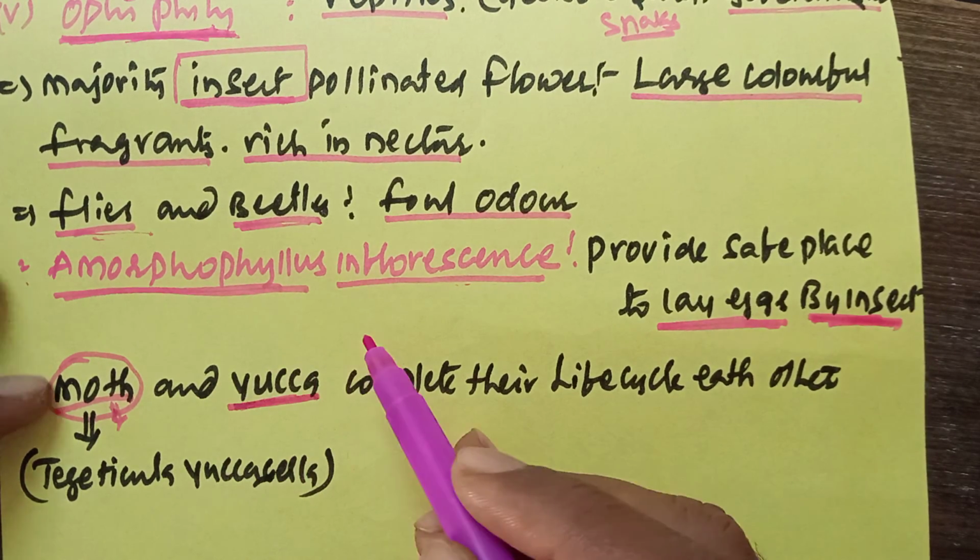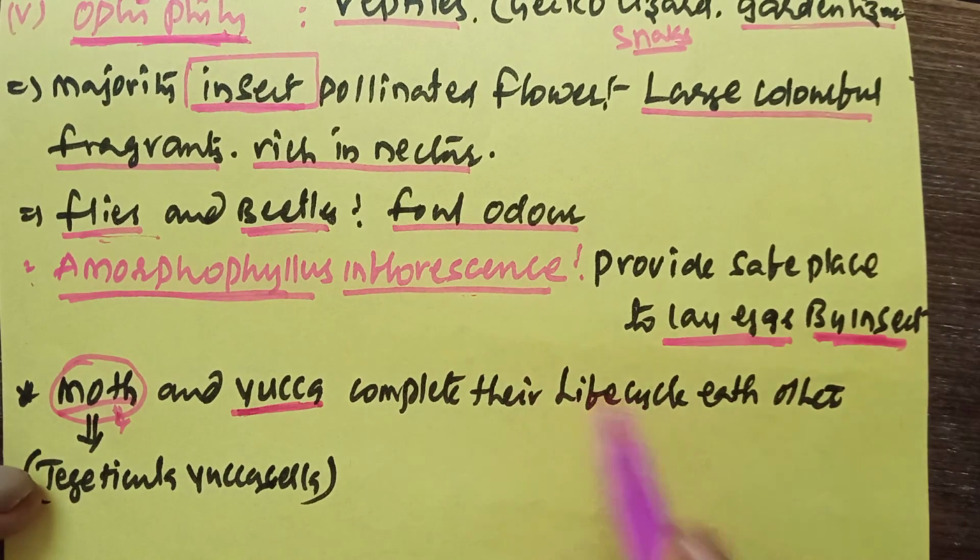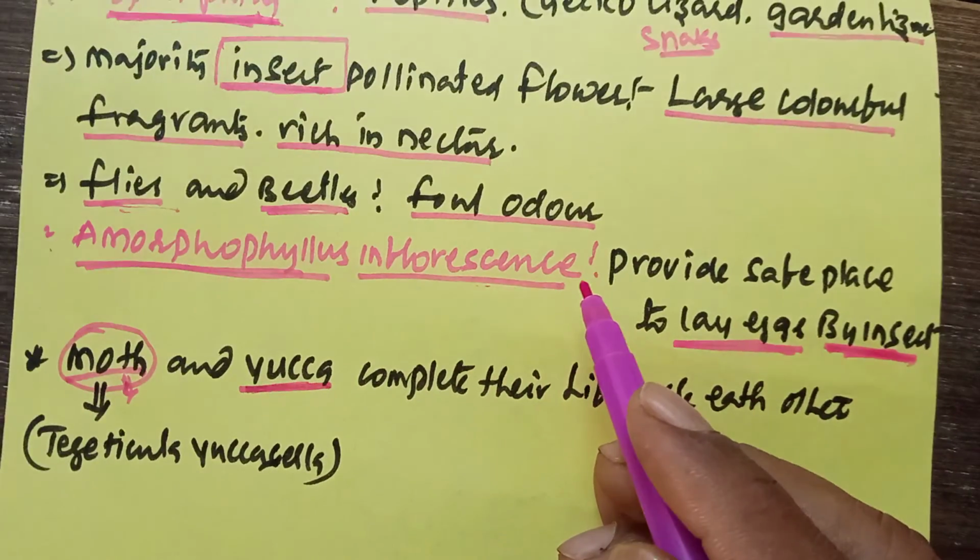So these are the different types of adaptations we observe in different flowering plants.